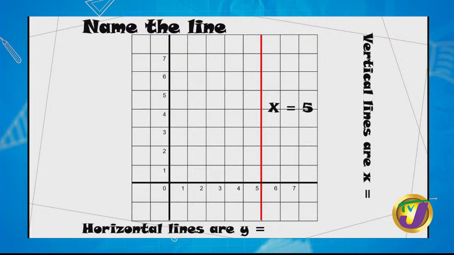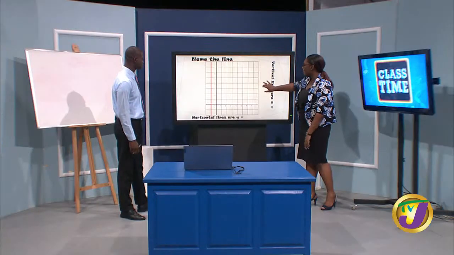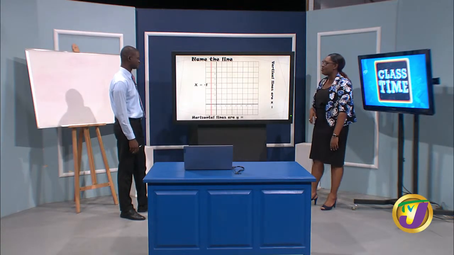Guess that line. All right, so it seems as if it cuts the x-axis at -1, so it will be x equals -1. And again, you're correct. And we also need to point out that it's a vertical line again. So it's x equal negative 1.